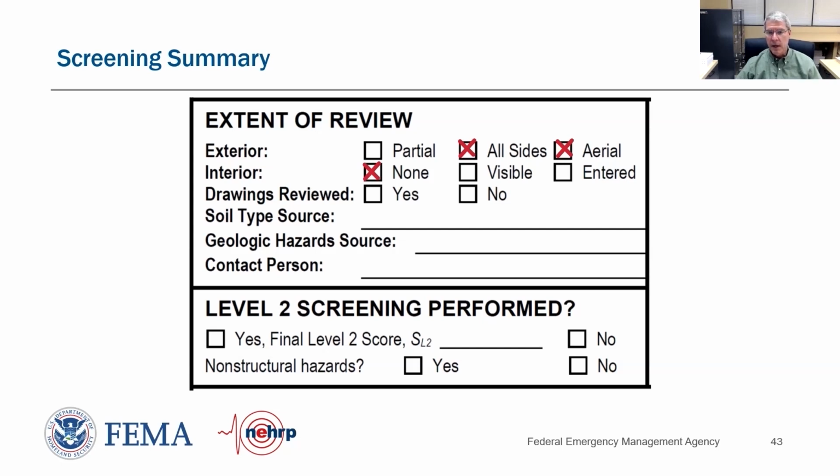Did we have drawings available, structural drawings? No, we weren't able to find any. And then we have information on our soil type, our geological hazard source, and did we contact anybody? For soil type, we used the default D because it was unknown to us. For the geological hazards, we said we had none. The USGS was our source for that, and we didn't contact anybody. The last part is, did we do a Level 2 screen? Our answer was no, we only did a Level 1.